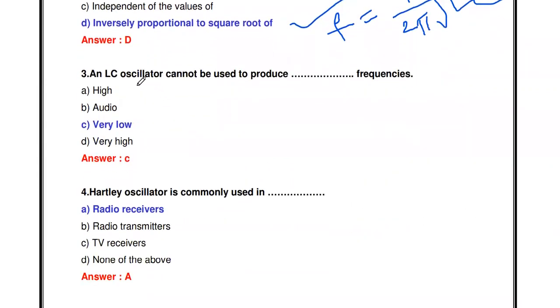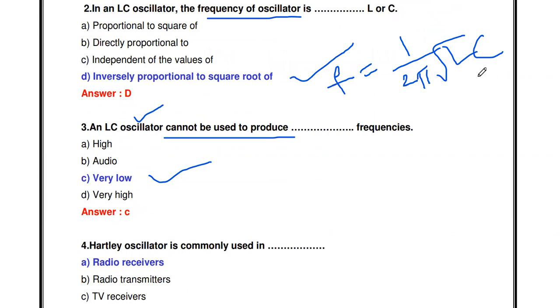The next question: the LC oscillator cannot be used to produce dash frequency. You already know the LC oscillator is used to produce very high frequency signals. So the LC oscillator cannot be used to produce very low frequency. Why? See this relation: the frequency is inversely proportional to L and C. So if we want to generate a very low frequency, the values of L and C should be very high.